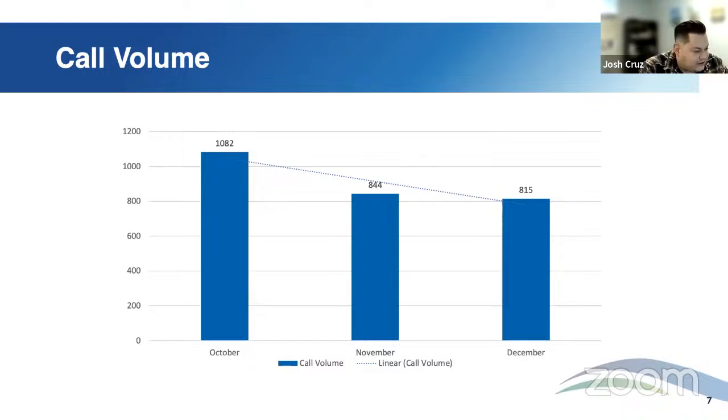And the reason why that's higher is because that's when the calls are coming in about the election. They're like, hey, what does it mean to vote yes on this one or no on this? So we got a lot of calls about that. Again, just providing consistent information to all of our customers. And you can start seeing it go back down in November to 844. And in December, it just kind of levels off at 815.